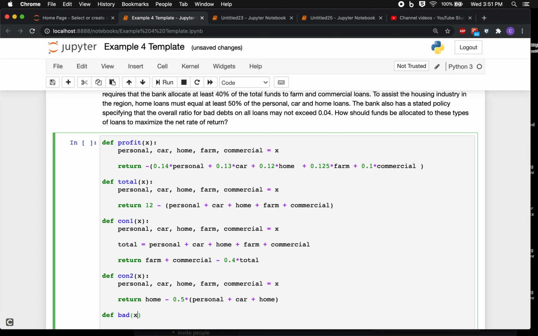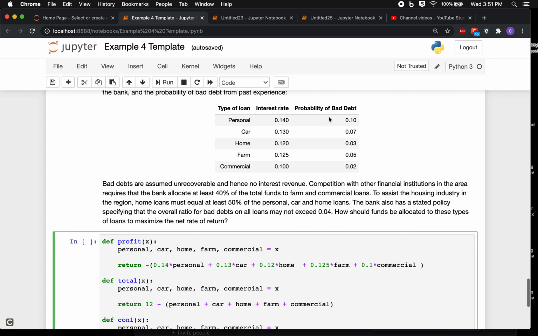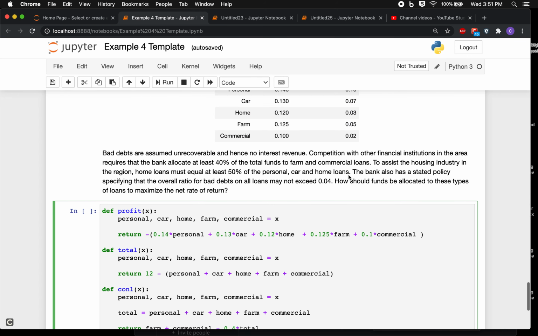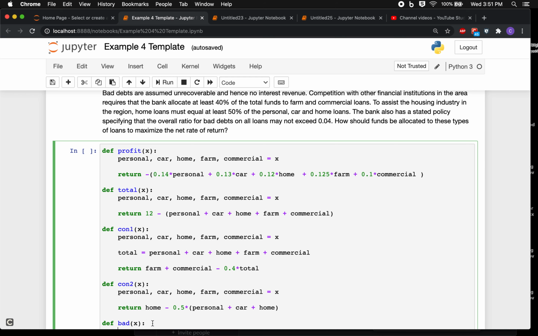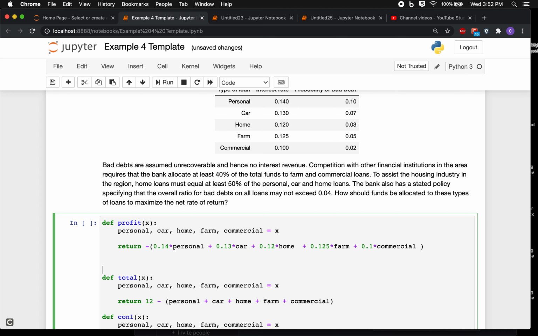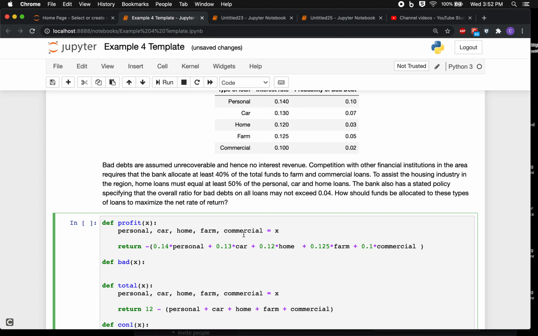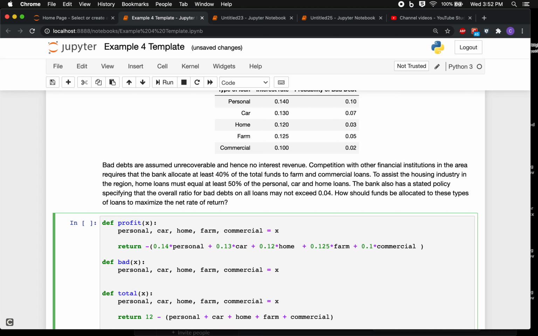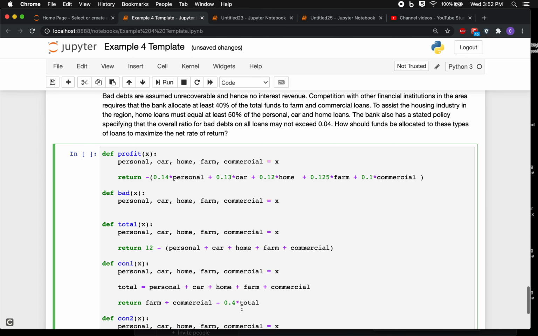So this is bad debt, and I'll just call it bad. And here what we're saying is the stated policy that the overall ratio of bad debt for all loans cannot exceed 0.4. And so here's the probabilities. And actually, I'm going to move this up here so I can read this, so I can define bad. Again, I'm going to pack everything. And what I'm going to do here is, again, using this total term. So here I have the total loan.